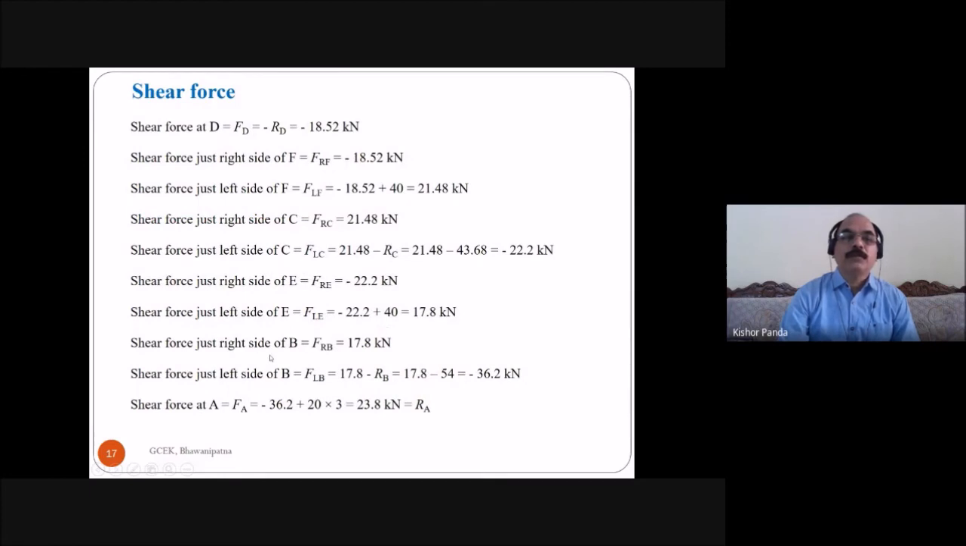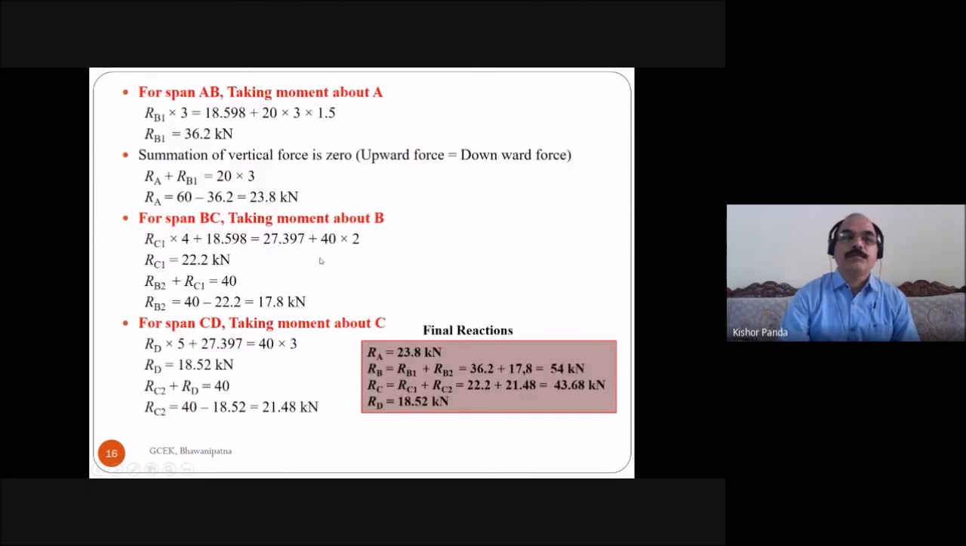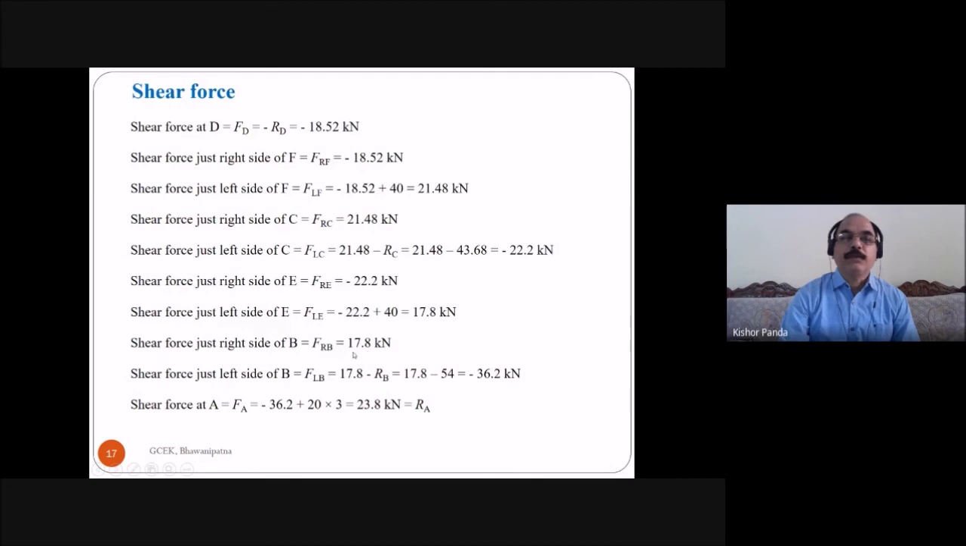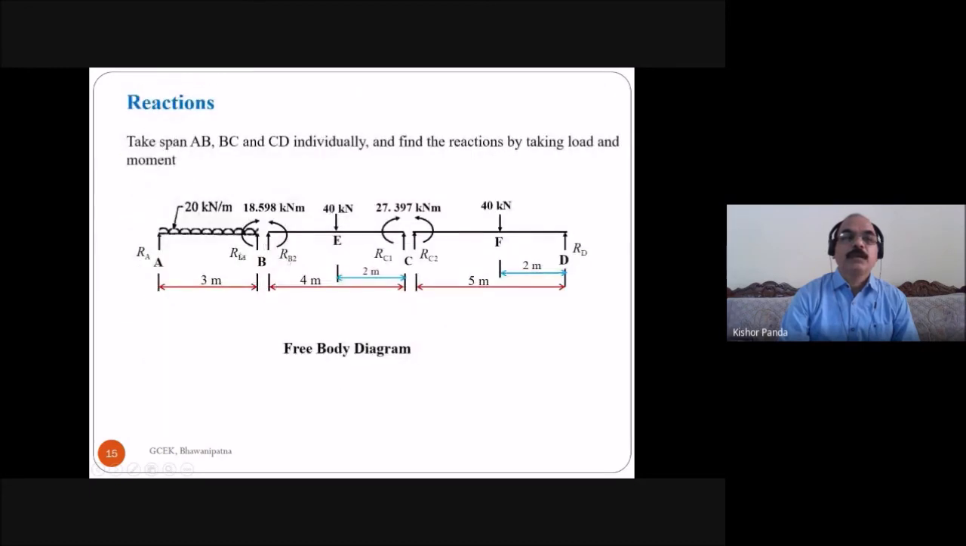Then what is the shear force just right side of B? Right of B remains constant, 17.8 kilonewton. Then what is the shear force just left side of B? When you are taking left side of B, this is the support reaction. This reaction is upward, so you have to take negative; you have to deduct this one.